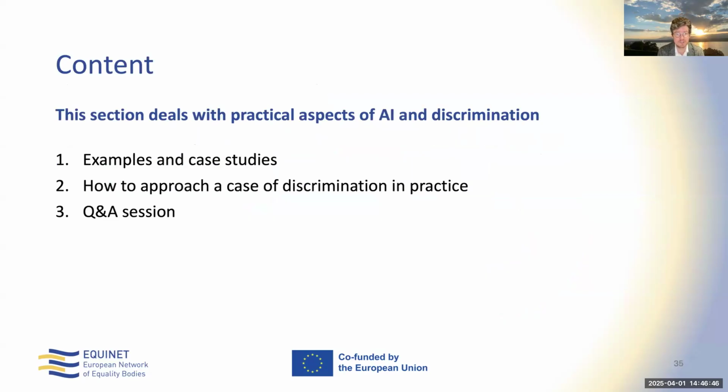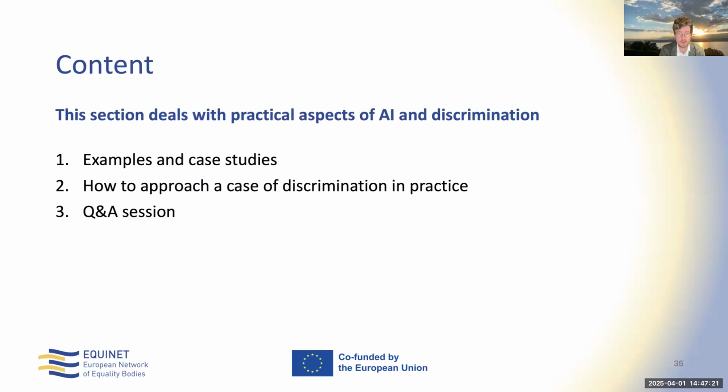How does it work? This section deals with practical aspects of AI and discrimination. First, I will give you some examples and case studies, basically 2 very short, brief examples that you might have heard of, which makes the case easier, because if you hear it for the first time, it always takes more time to get used to it. It's really about your initial reactions. There's no right or wrong. We want to hear your thoughts, your initial reactions, without having studied it in detail. If you studied in detail, the exercise might be different. The point is to learn how to approach a case of discrimination in practice. Afterwards, we have a short Q&A session.